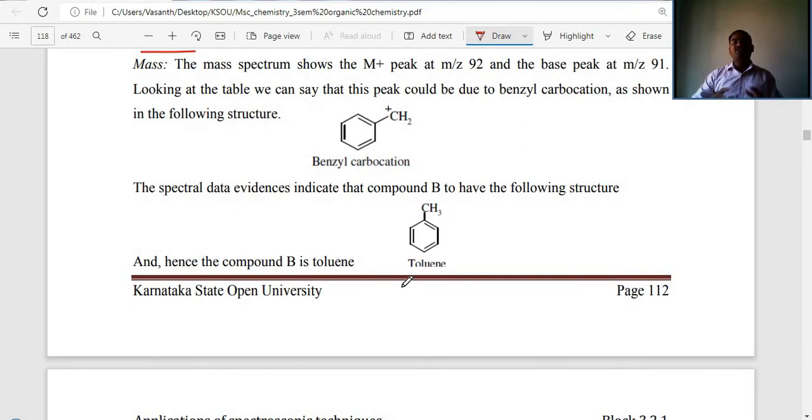The mass spectrum shows the M plus peak at m/z 92 and the base peak at m/z 91. Looking at the table, we can say that this peak could be due to the benzyl carbocation, as shown in the following structure. Here, the tropylium ion.